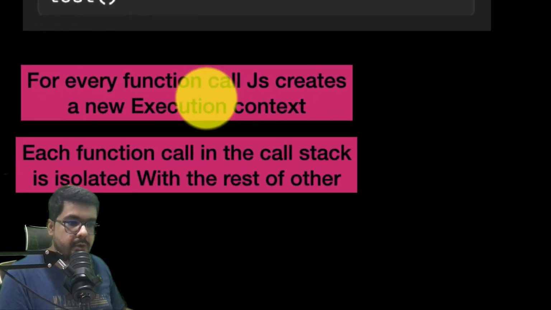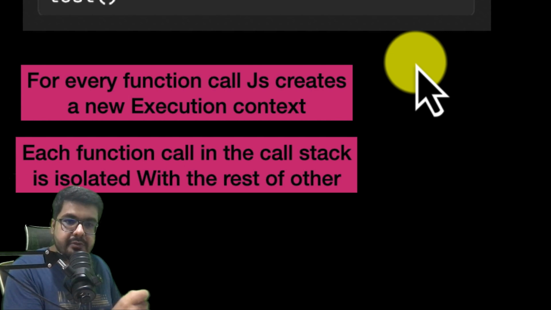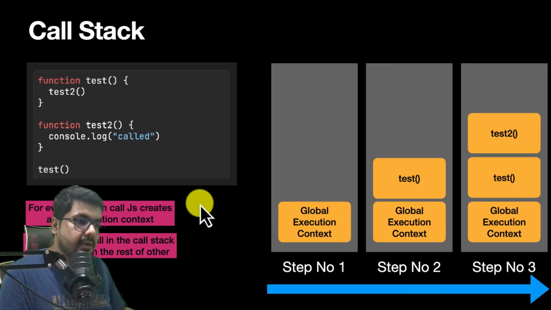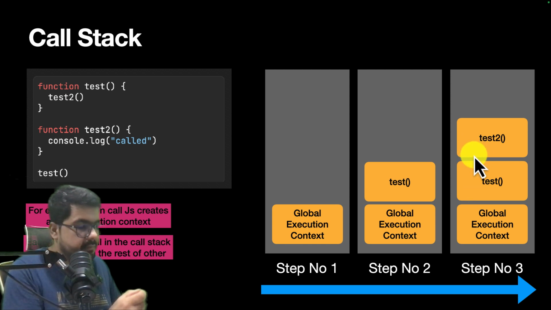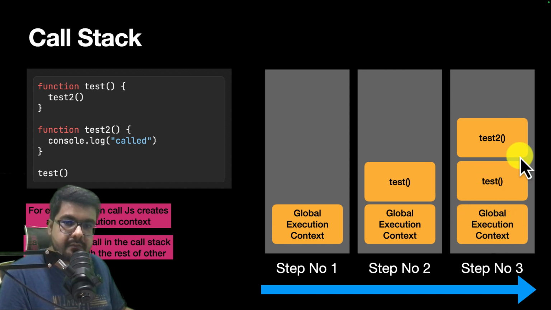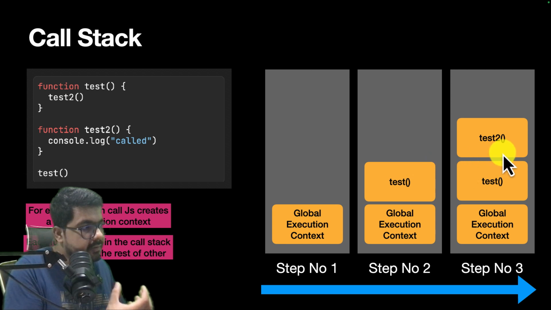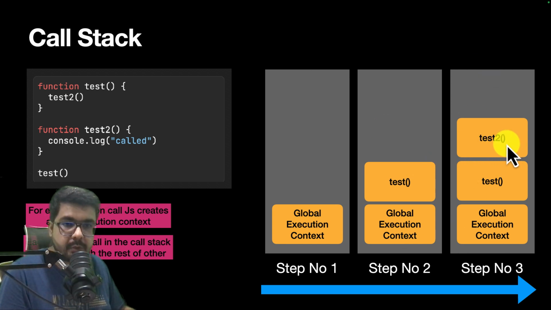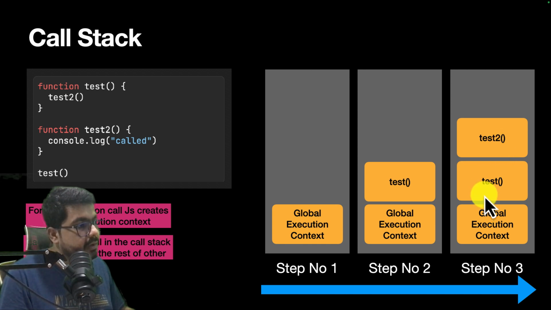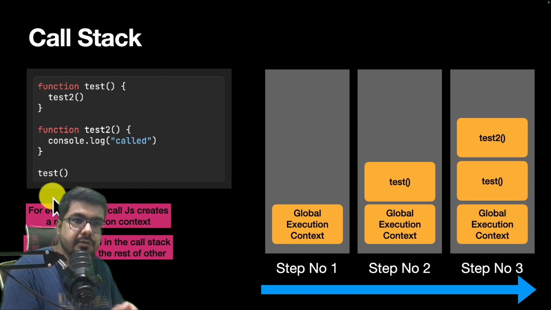The second point I want you to remember is that each function call in the call stack is isolated from the rest of the others. Whenever a function is pushed onto the call stack, it is isolated from the rest of the other functions available on the call stack. Just assume that these are different universes, or different planets residing in the same universe. So this test2 or this test is isolated from the rest of the others. This is the second point I want you to remember.